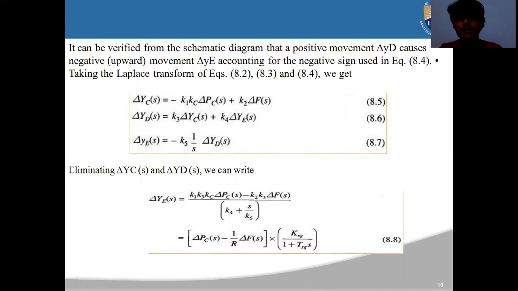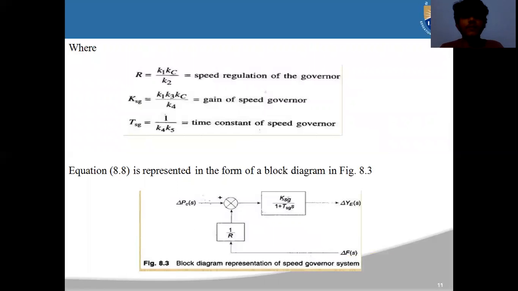So in this way, the governor model has a mathematical modeling which is essential for knowing sudden frequency changes and the movement of the turbine or any losses. And here you can see after the equation, R equals K1 by Kc, which is given as the speed regulation of the governor, Ksg is the gain of the speed governor, and Tsg is the time constant of the governor.